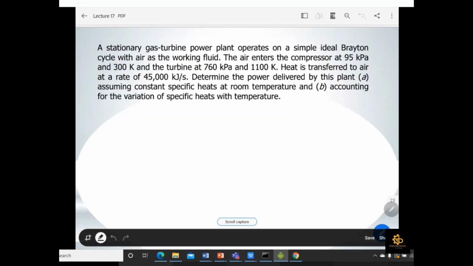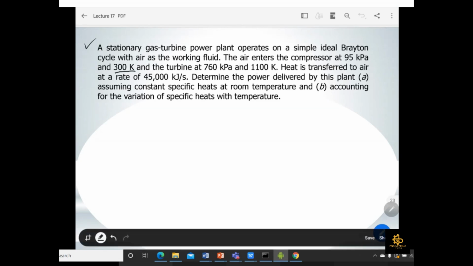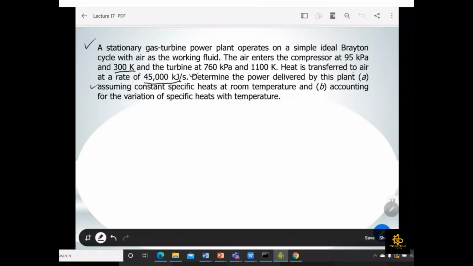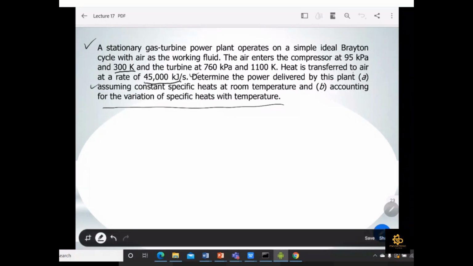Which you have to solve. This is a simple one that I already solved in the previous problem, which is 9-77. Only the temperature values are different, and this other value is also different from the previous one, and you have to determine the power delivered by this plant using the constant specific heat at room temperature assumption and using the variation of specific heat with temperature.